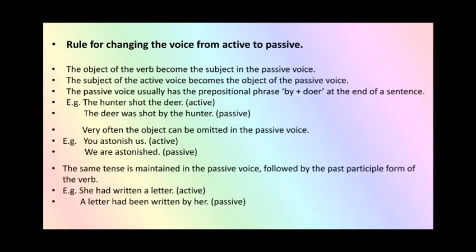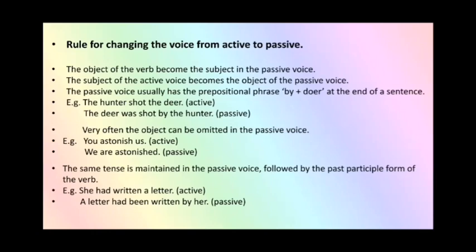For example, the hunter shot the deer. This is the active voice. Now, how is it in the passive voice? The deer was shot by the hunter. You can see we have at the ending "by the hunter", that is, "by" plus the doer.